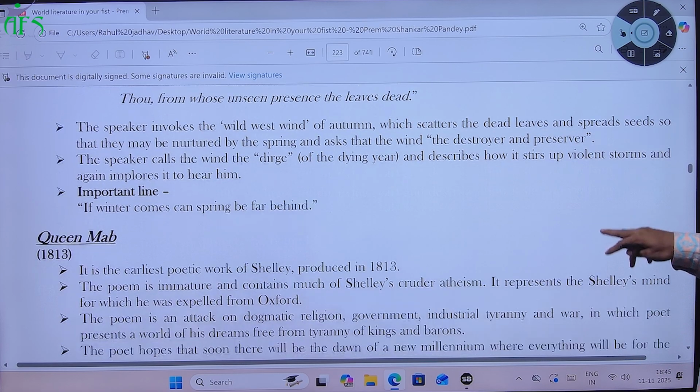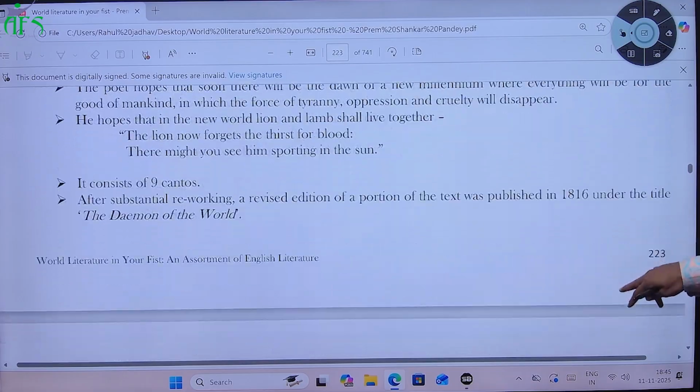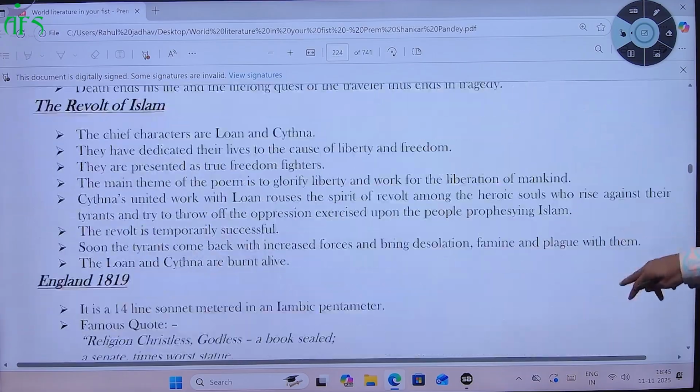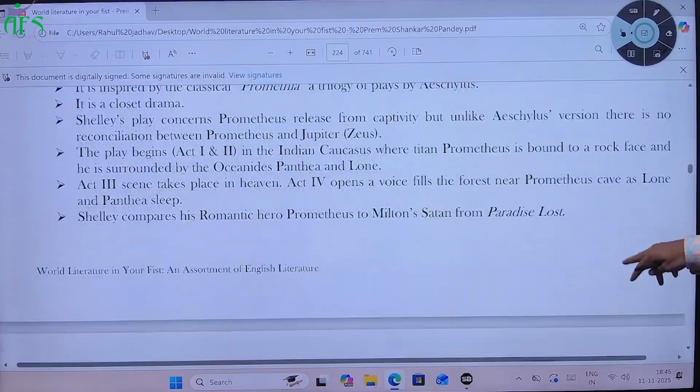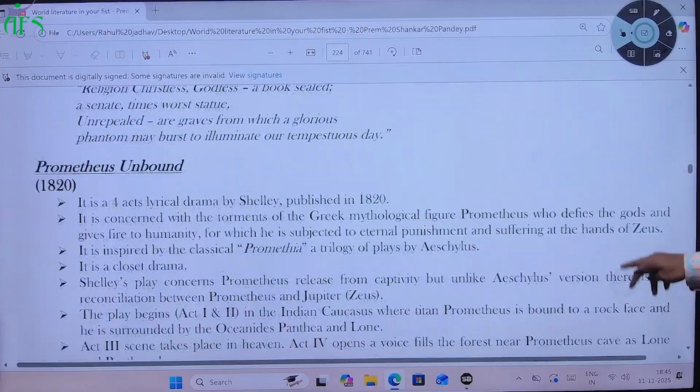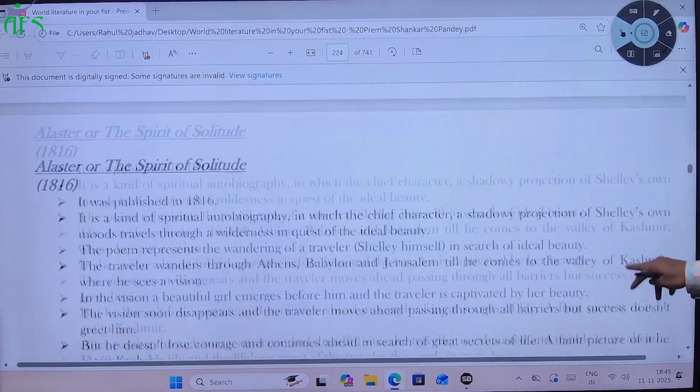Then Queen Mab, again one of the influential works. So we've got a list of his works which are famous. Let's go and have a look at those works.